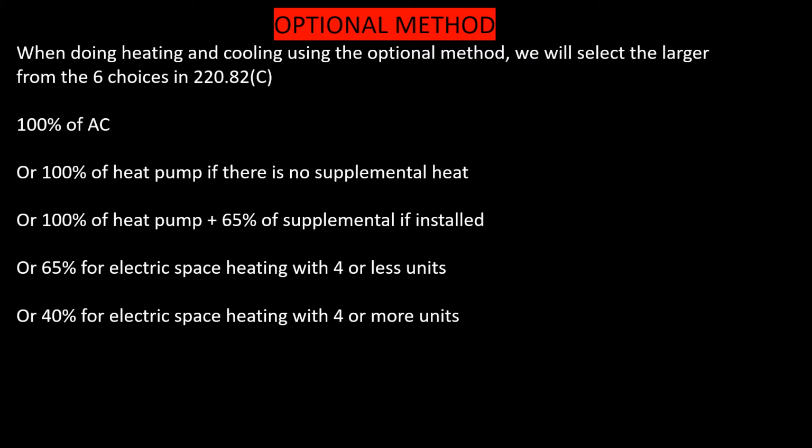So we're going to cover an example of all these. The only one we're not going to cover an example on is 100% of thermal storage heating. You're probably not going to get that question. If you do, you just take it at 100%. And if that is larger than the AC, which it's likely going to be, you're going to then go ahead and use 100% of it. It just depends on where you're at geographically, but we're not going to cover that in the example questions today, but we are going to cover the other 5 options. So let's get to it.